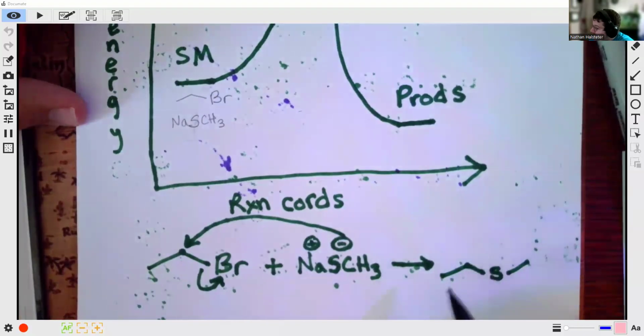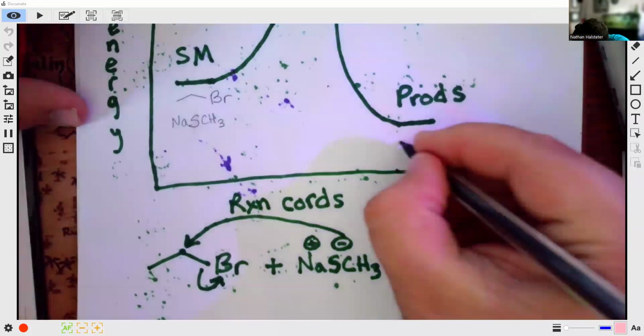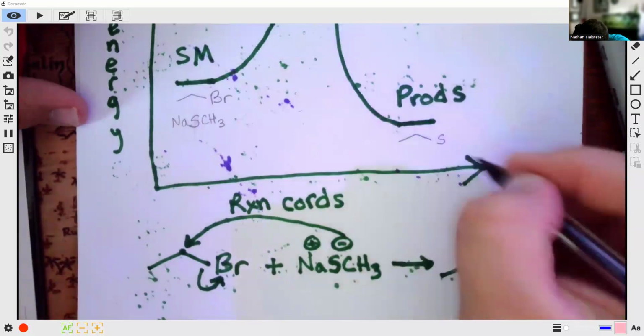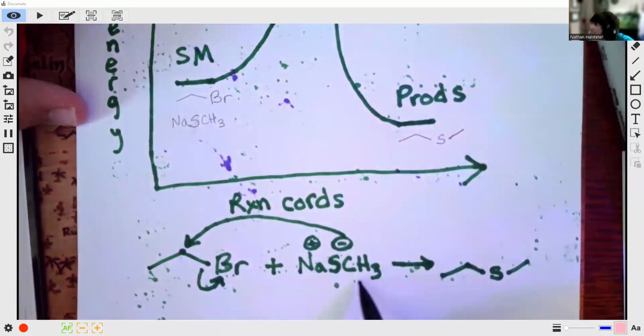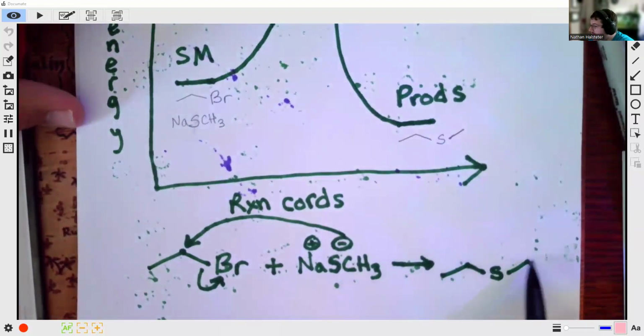The products, well, we have this. I only care to see this. If you want to put the Na and Br together, you can. I only really care about this, so just putting this is fine in my opinion. But where did this methyl go? Remember, line angle formula, the end of this line indicates a CH3. That's where the methyl went.